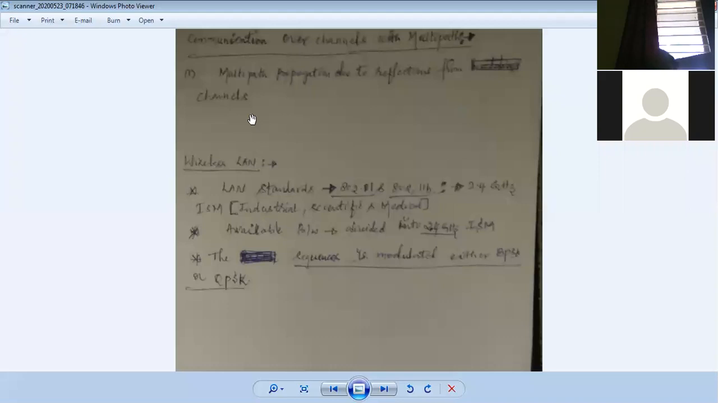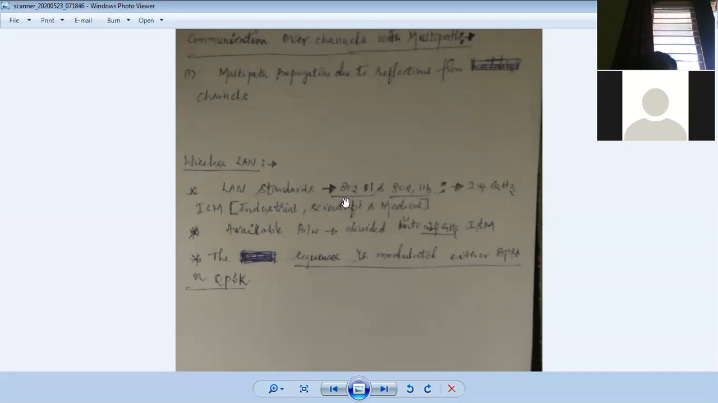Next is what exactly wireless communication is. Let us take a simple LAN, local area network, of the IEEE standard 802.11b, which operates at 2.4 gigahertz in the ISM band. ISM band means industrial, scientific, and medical. This is the available bandwidth utilized by this medium.